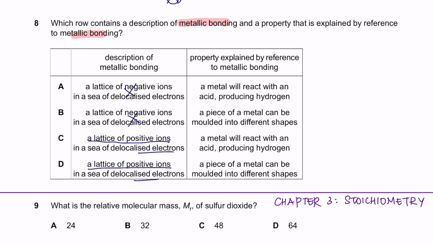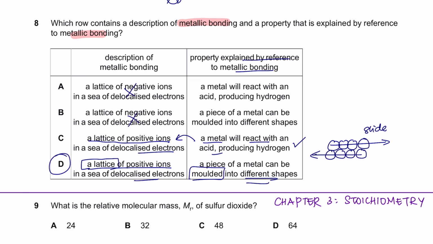So the property explained by reference to the metallic bonding says that a metal will react with an acid to produce hydrogen. This statement is correct, however, it is not in reference to the description being said over here. The description here talks about the lattice structure, which when hammered allows the layers to slide over each other. So when they can slide over each other, they can be molded into different shapes. So the answer is D. Delocalized electrons can support a statement to say that electricity can be conducted.